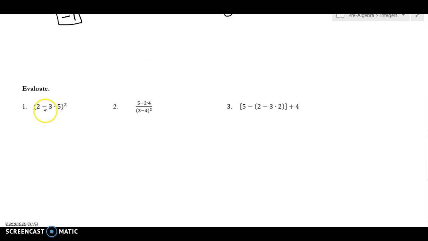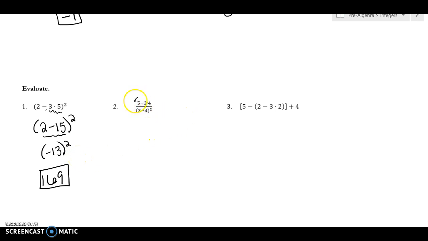Okay, so hopefully you tried these out. You should have multiplied first and got 2 minus 15 squared. Now I still have something to do in the parentheses, so I'm going to do that. So I get negative 13 squared. Well, negative 13 is squared is negative 13 times negative 13, which is a positive 169 because there's two negatives.